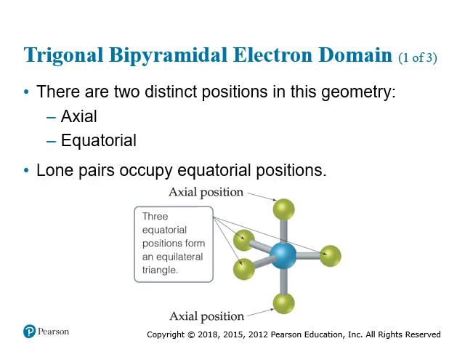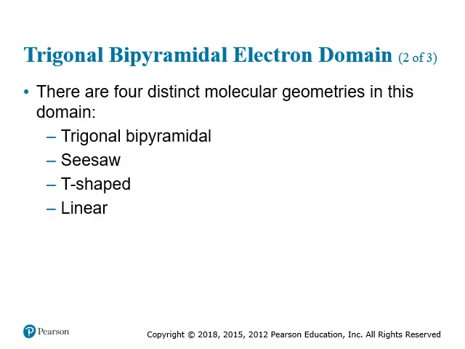Now, lone pairs tend to occupy the equatorial positions in a trigonal bipyramidal electron group geometry. With that being said, we're going to see four different types of molecular shapes or molecular geometries: trigonal bipyramidal, seesaw, T-shaped, and as always, linear.